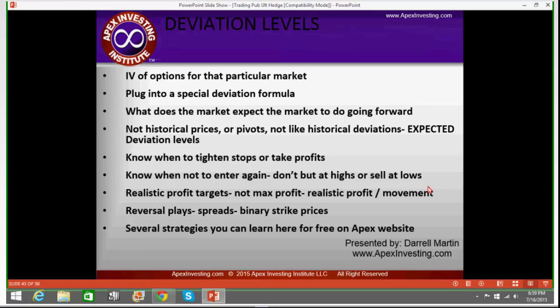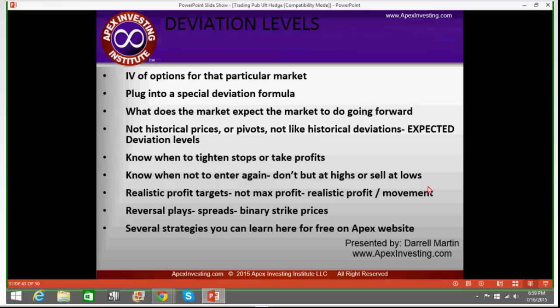That's people in the market putting their money where their mouth is of what they think the market's going to do, where it's going. So deviations are great to know when to tighten your stops or take profits, or know when not to enter again. If we've already made a 1 deviation move and we're at the top, your chart may give you another buy signal, but do you really want to do that? You don't want to be buying at the highs or selling at the lows.